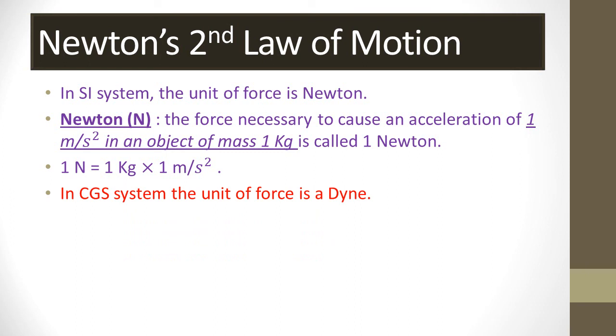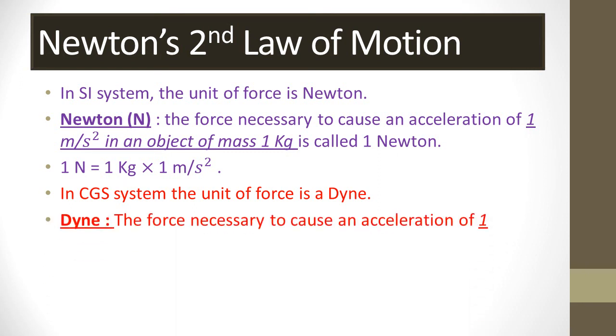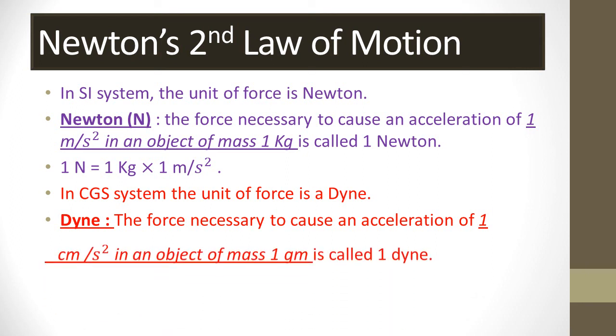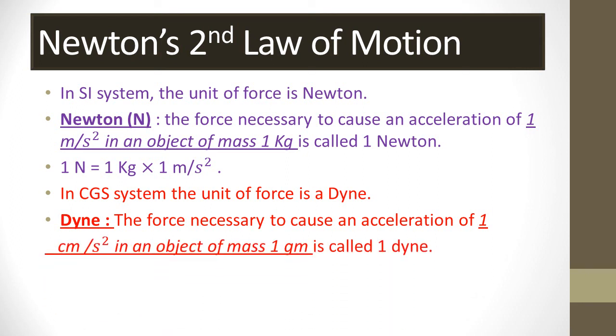Now in the CGS system, that means the centimeter gram second system, the unit of force is the dyne. The definition of dyne is the force necessary to cause an acceleration of 1 centimeter per second square in an object of mass 1 gram. And 1 dyne is equal to 1 gram into 1 centimeter per second square.